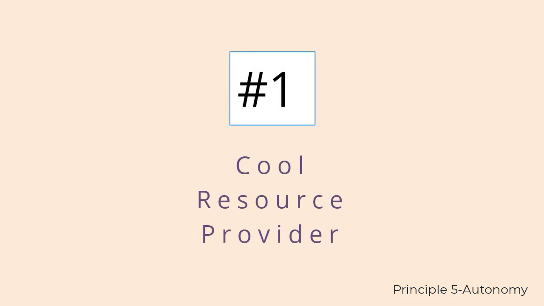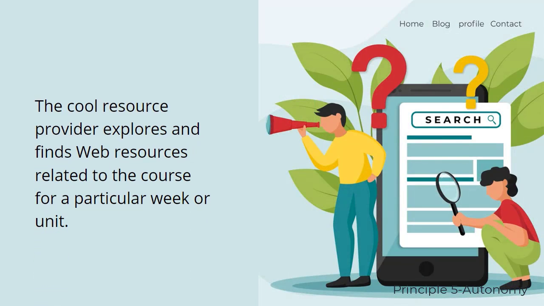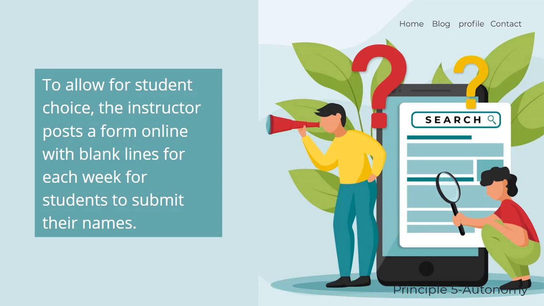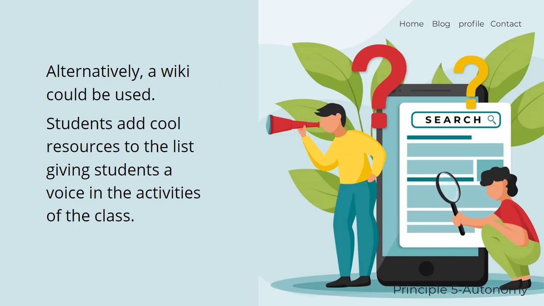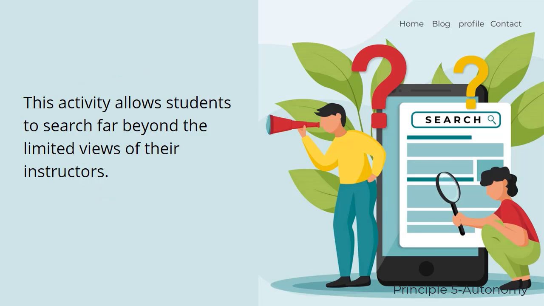Number 1, Cool Resource Provider. The Cool Resource Provider explores and finds web resources related to the course for a particular week or unit. To allow for student choice, the instructor posts a form online with blank lines for each week for students to submit their names. Alternatively, a wiki could be used. Students add cool resources to the list, giving students a voice in the activities of the class. This activity allows students to search far beyond the limited views of their instructors.